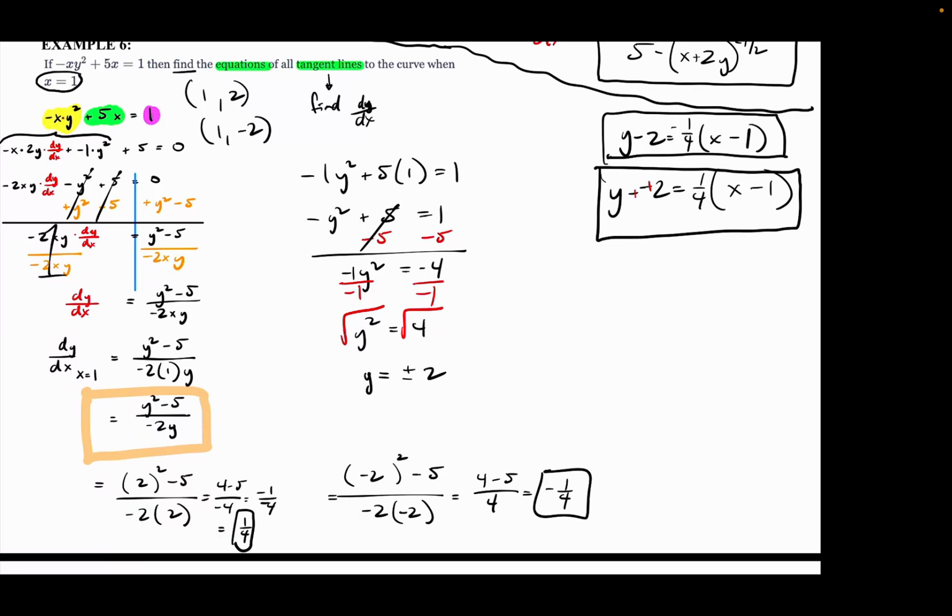This is a good example of a FRQ waiting to happen. I've seen FRQs where they ask you this, not so much multiple choice. Especially when they ask you for equations of tangent lines, that's a FRQ. You guys had one like that last week or the other day. So that was my slope, my derivative when x is 1 and y is either 2 or negative 2. Okay?